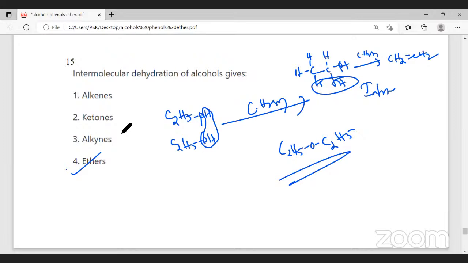In the next class, maybe on Friday, we will learn aldehydes, ketones, and carboxylic acids. Any clarification on this chapter, you can ask me.